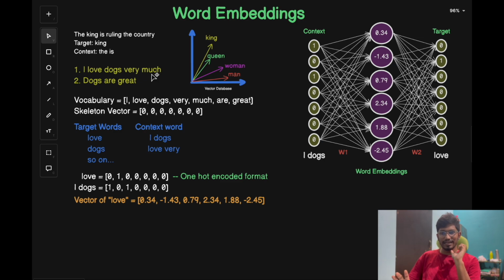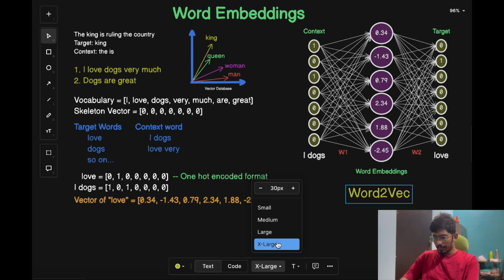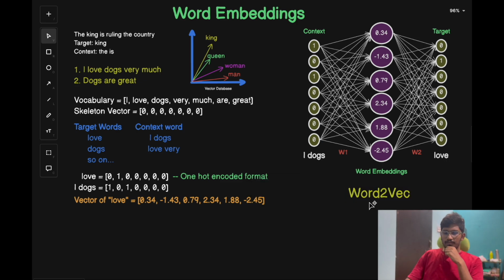So the third technique is word embeddings. One of the most famous methods to implement word embedding is Word2Vec. Unlike bag of words and TF-IDF, Word2Vec does not just count words, it converts words into dense vectors, where words with similar meanings are close to each other in the vector space.